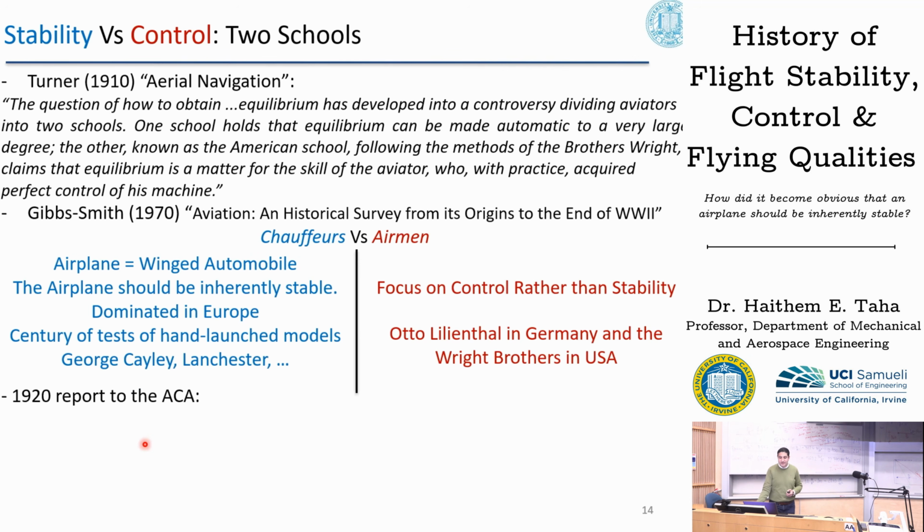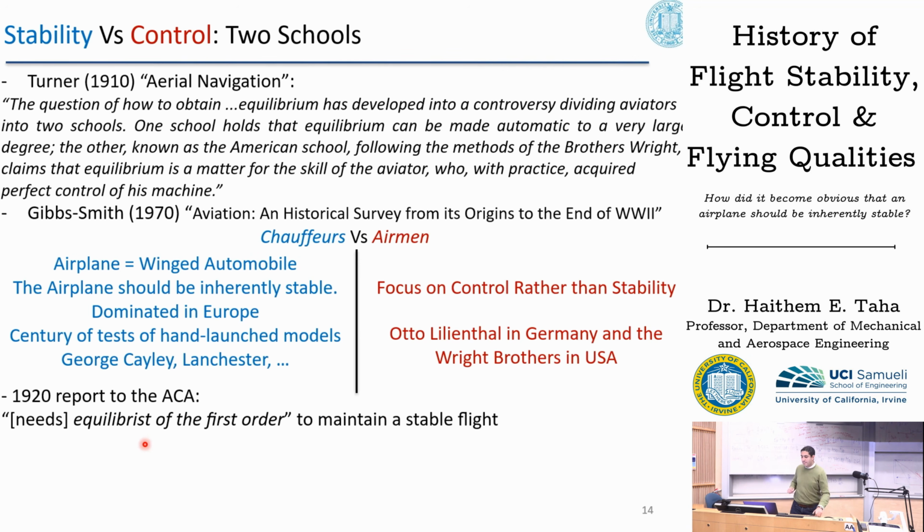And indeed, this came out in a 1920 report in the Advisory Committee for Aeronautics by one of the test pilots. He flew the Wright brothers' airplane and came back saying, it needs equilibrist of the first order to maintain a stable flight. It's like, this is a crazy airplane.